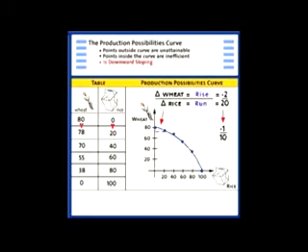The slope of the production possibility frontier represents the opportunity cost of rice production, measured in terms of the wheat that we're giving up. As we move between these 2 points, each additional bushel of rice that we produce is costing us 1/10 of a bushel of wheat, on average.